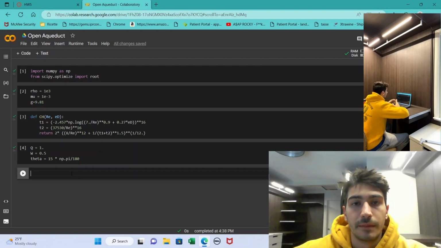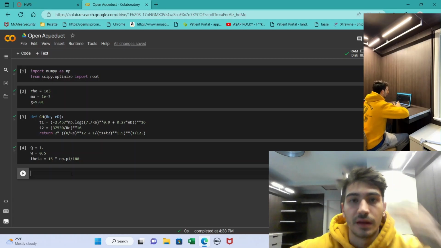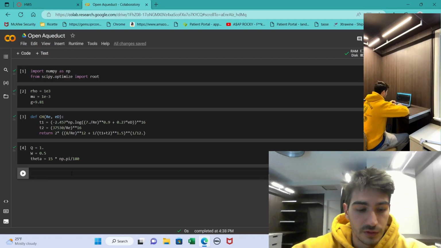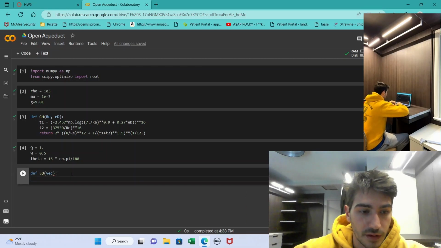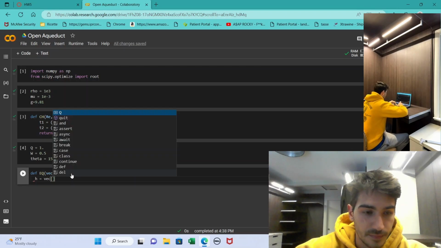So now we can go ahead and plug our equations into a whole equation so that we can give it a value for g. So I'm going to define an equation. I'm just going to call it EQ. Of course, we're going to pass a vector inside of it, and this vector we're going to unpack as our height, right?